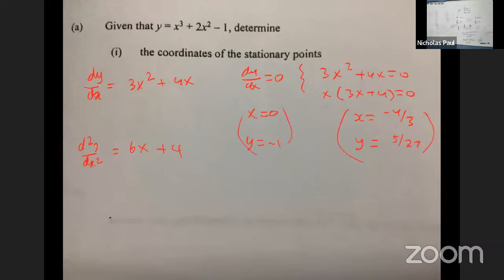Now you want to get the nature. When x is 0, d2y/dx squared is 0 plus 4, which is more than 0. So therefore, that's a minimum point. When x is minus 4 over 3, d2y/dx squared will be 6 times minus 4 over 3 plus 4, which is a value less than 0. Therefore, it is a maximum. That's all they're doing, finding the max and the minimum points.